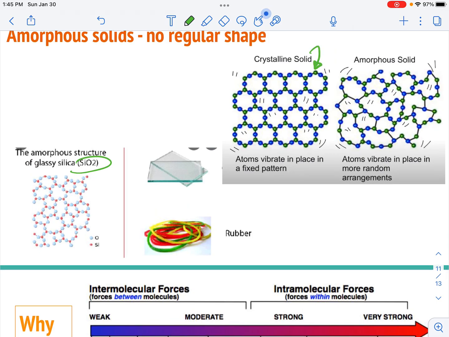So if it were in a crystalline solid, like a network covalent solid that's really hard and doesn't conduct electricity and doesn't dissolve, compared to this amorphous solid, this is a lot looser of a structure. And they kind of vibrate in place in more random arrangements, and that means I might be able to break a few of them and form new ones, right? If I break a couple and form some new ones.